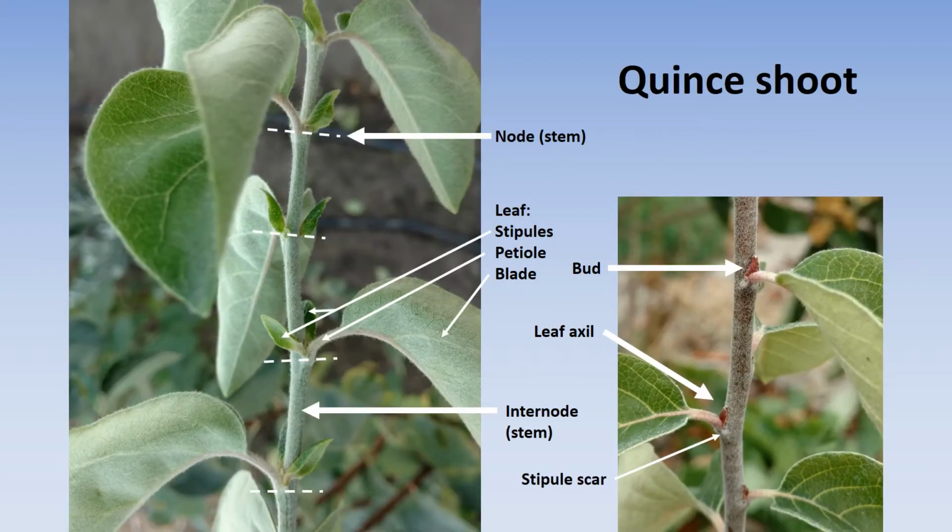Here a leafy quince shoot is shown. This picture was taken during the growing season, so we might call this growth the current season's growth. Note the node and internode organization of the stem. Here is a node, which bears a single leaf. Most deciduous fruit trees have one leaf per node, which is called alternate leaf arrangement.